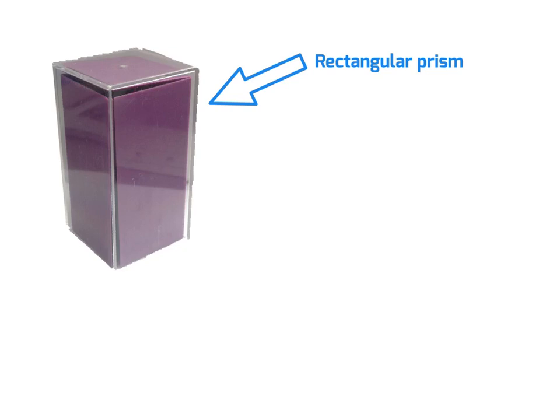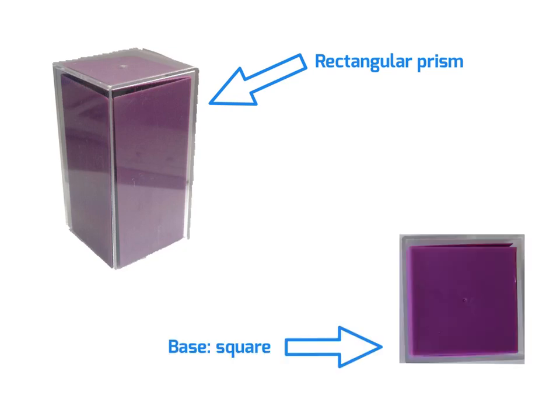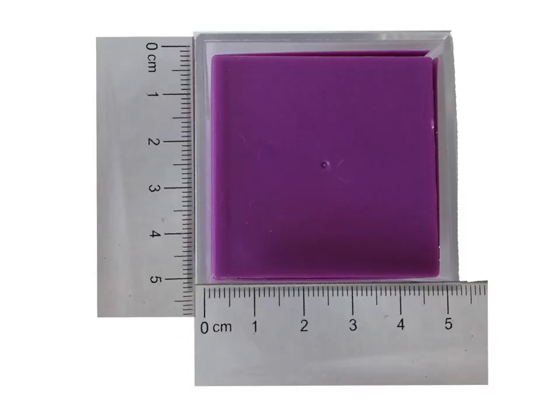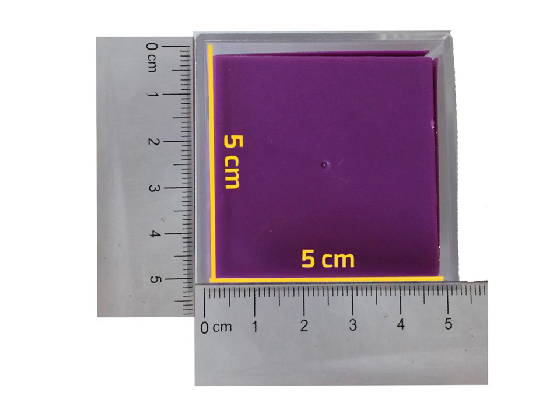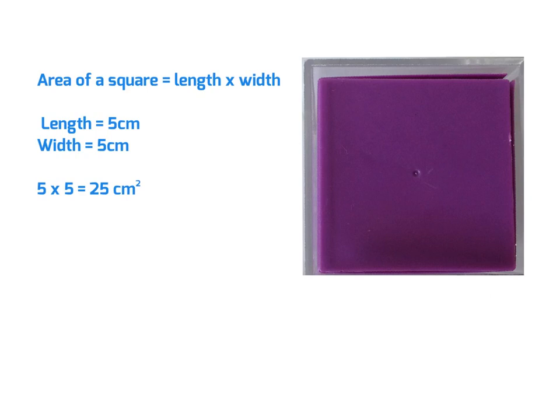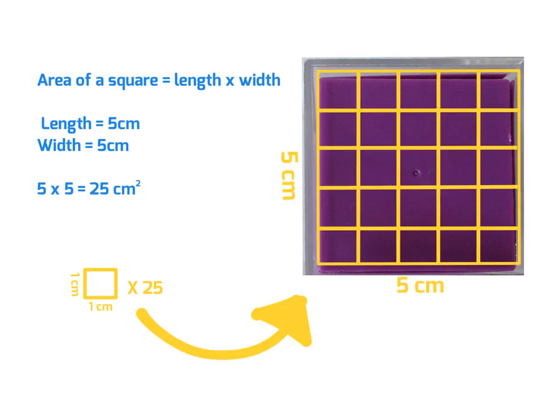Here we have a rectangular prism. The base of this rectangular prism is a square. If we measure the sides of the square, each side measures about 5 centimeters. So the area of the base of this square is 5 times 5, or 25 square centimeters. This means that we can fit 25 1 centimeter by 1 centimeter squares in the square base of our prism.